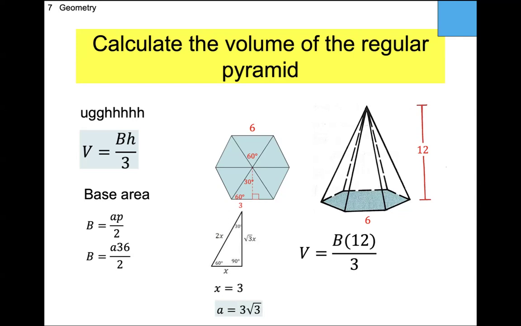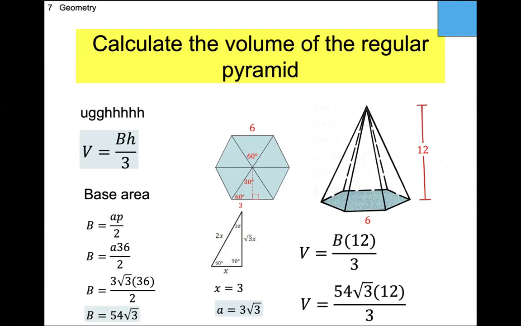So I'm going to take 3 root 3 and throw it back into my formula for the letter A. It's not a nice answer, but it is the answer. 36 divided by 2 is 18, and 18 times 3 is 54. So we get 54 root 3, and that is just the base area. Remember our formula over there to the right. I just need to throw that in for the capital letter B, 54 root 3, and then go to town. 12 divided by 3 is 4, and 4 times 54 is 216.